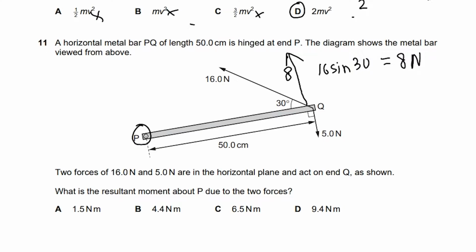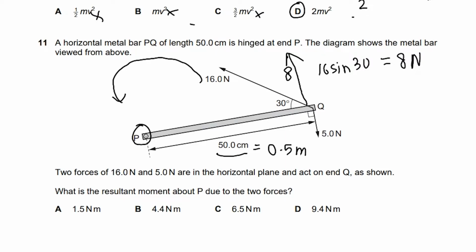Okay, so we have to find out the resultant moment, and since these two are in opposite directions, one of them is positive and one of them is negative. If we take anti-clockwise to be positive, so 8 will be positive and this 5 Newton will be in the clockwise direction, so this will be negative. One more thing is that this is 50 centimeter. You have to first convert it into meter, which will be 0.5 meter.